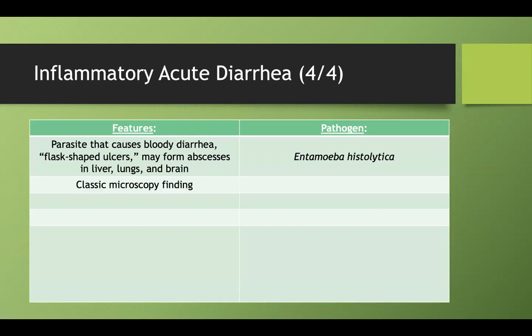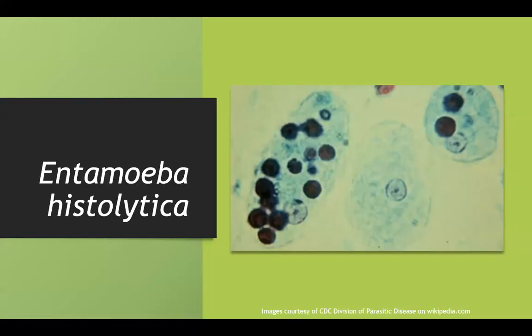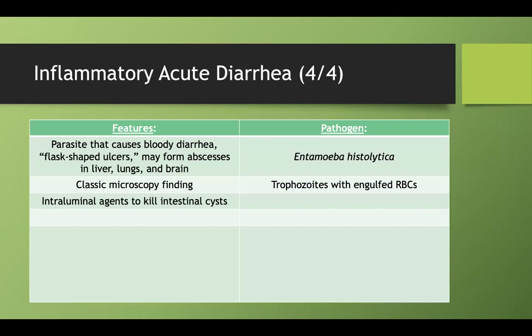On microscopy, I kind of gave this away. It's going to show you trophozoites with engulfed red blood cells. So here's a picture that I mentioned in the liver section. You have these red blood cells inside of the trophozoite. They like you to know the intraluminal agent that you need to kill the cysts of Entamoeba. So I'll give you those right there, the iodoquinol and paromomycin. And you can use metronidazole to treat a systemic Entamoeba infection.